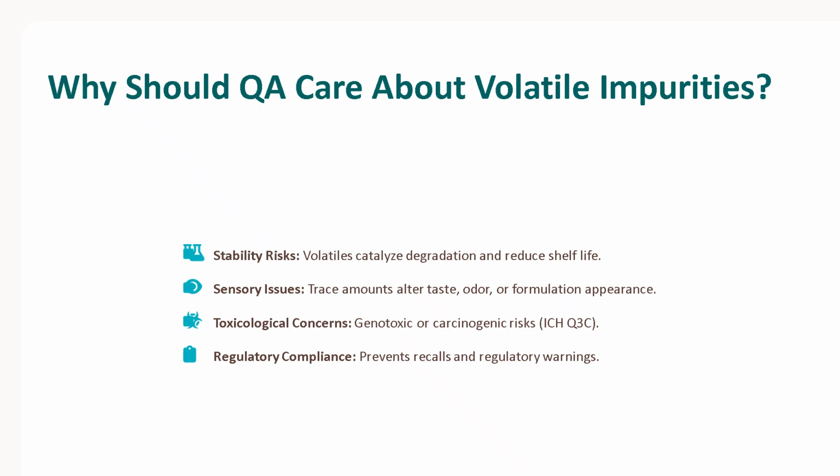First, stability. Residual solvents can catalyze degradation reactions and shorten shelf life. Second, sensory impact. Even trace levels can change taste, odor, or appearance, which patients notice immediately. Third, toxicity. Some solvents carry genotoxic or carcinogenic risks, which is why ICH Q3C sets strict limits. And finally, compliance. Missing these impurities can lead to batch rejection, recalls, or regulatory warnings. So for QA teams, detecting volatiles isn't optional, it's essential risk control.